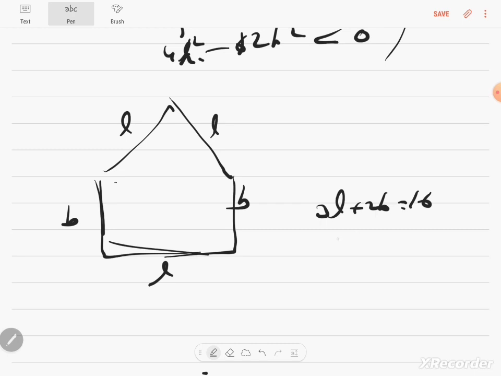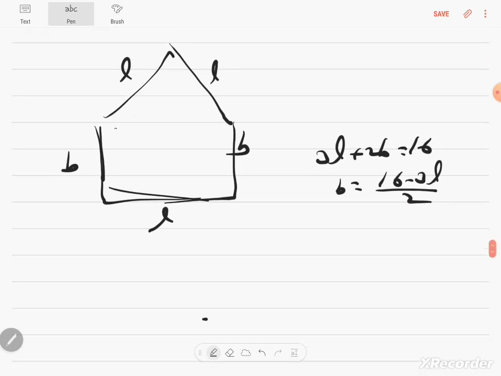So you can write one in terms of the other. You can write B to be 16 minus 3L by 2. So now the area has to be maximum. Amount of light coming in has to be maximum. L into B for the rectangle's area plus the area of an equilateral triangle, which is root 3 by 4 a square, which we can take as L square itself. That's the area of the triangle, root 3 by 4 a square.